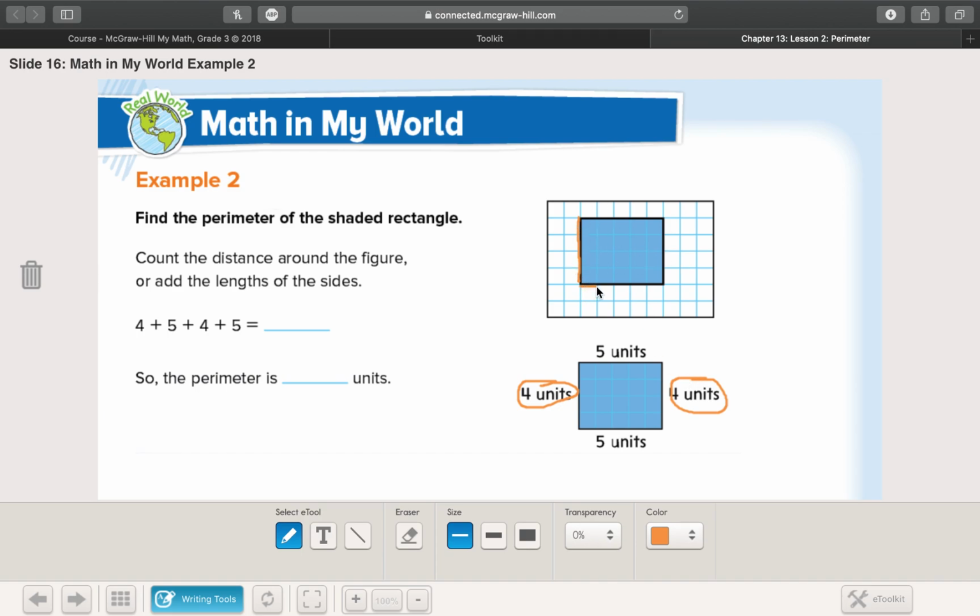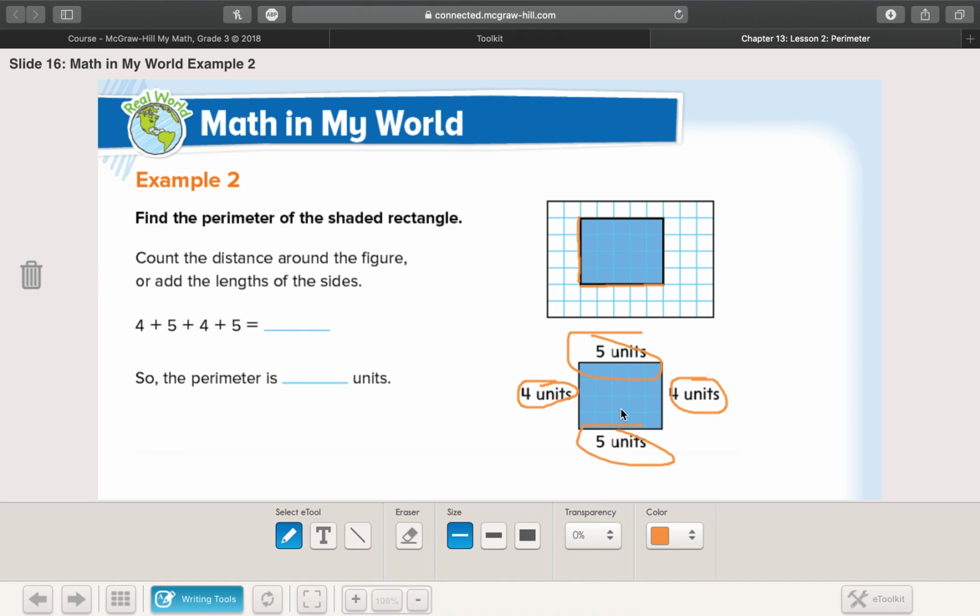And let's go this way. 1, 2, 3, 4, 5. That's why they wrote 5 units right here. Obviously, the top is also 5 units. If the bottom's 5 units, the top is 5 units in a rectangle, okay? So we just have to add all those up. 4 plus 5 plus 4 plus 5.